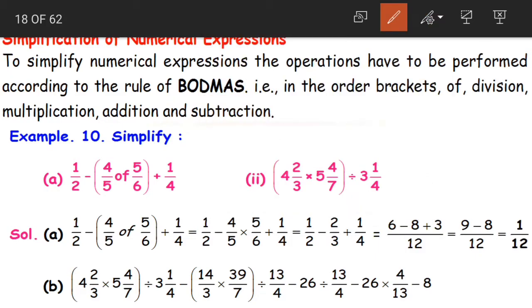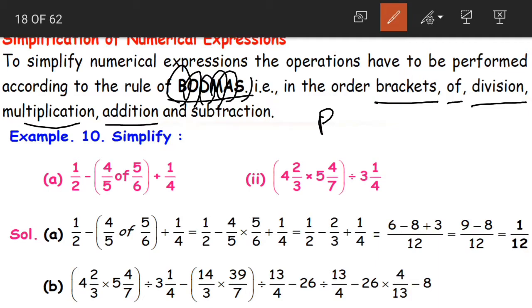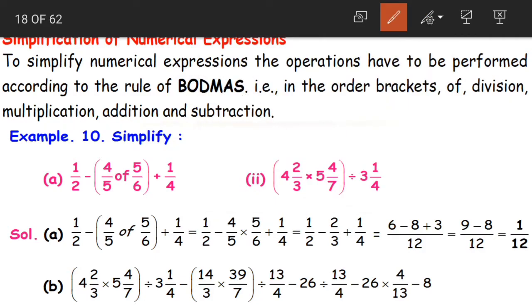In the same way for BODMAS, B here means brackets, O means of or order, D means division, M means multiplication, A means addition and S means subtraction. Okay students, brackets of division, multiplication, addition and subtraction. You learn about this order in your future classes, but as of now remember that in BODMAS, remember the sequence. Okay, BODMAS you should remember as it is.